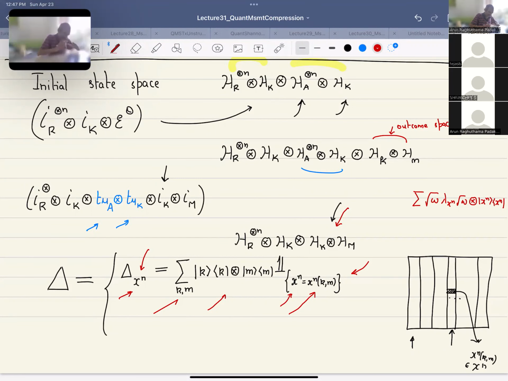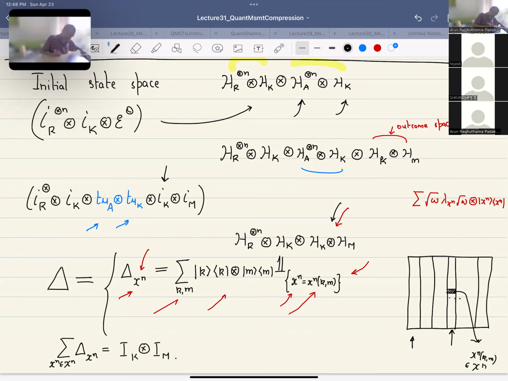So all that is doing is just what I told you. You can show, this is an exercise, that when I sum over all outcomes, I get identity over k tensor im.